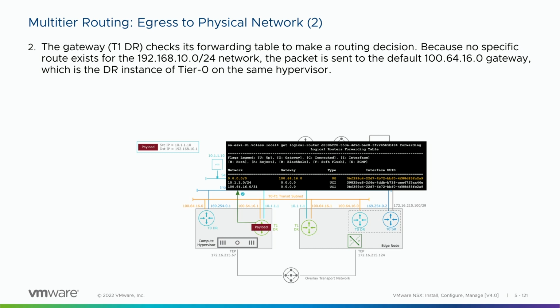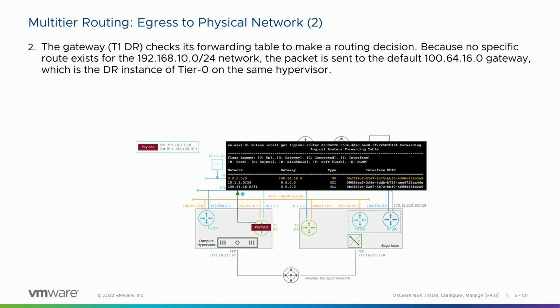That 0 route points to a 100.64.16.0 address. And we're using that address because my tier 0 to tier 1 transit subnet is always going to be in that 100.64 subnet. We're using the carrier grade NAT subnet for that. So that's automatically assigned. You don't have to do anything about that. So we need to forward this packet from the tier 1 distributed router to the tier 0 distributed router.